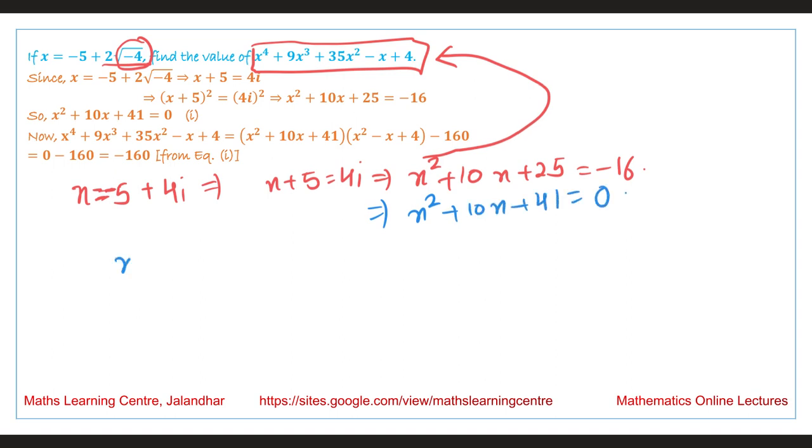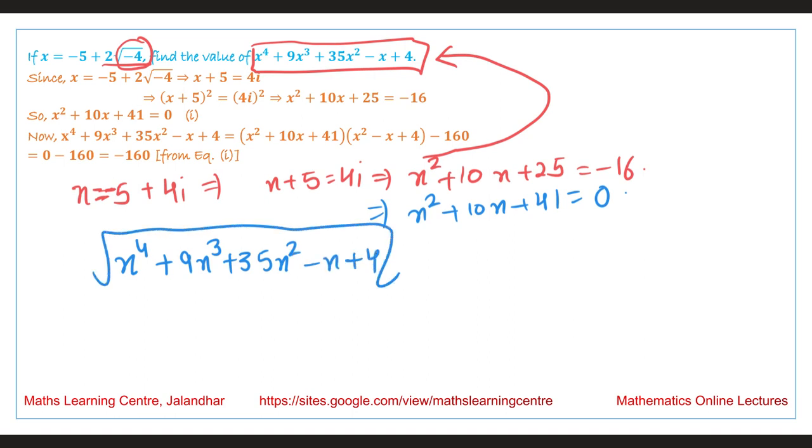So if we divide x raised to power 4 plus 9x cube plus 35x square minus x plus 4 by x square plus 10x plus 41, we will obtain the quotient x square minus x plus 4, and the remainder will be 160.